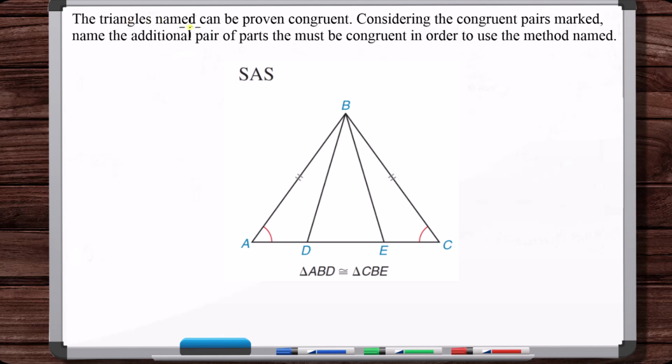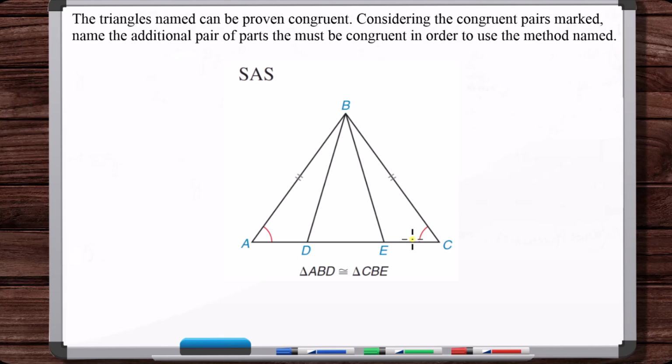All right, the triangles named can be proven congruent. Considering the congruent pairs marked, name the additional pair of parts that must be congruent in order to use the method named. So in this case, triangle ABD is congruent to triangle CBE. And considering the congruent pairs that are already marked, name the additional pair of parts that must be congruent in order to use this method. So ABD, CBE, we are already given this here.